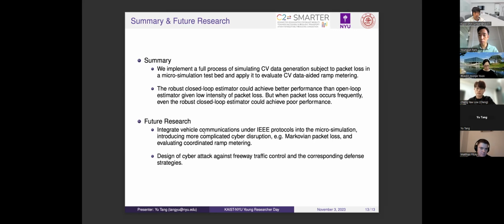As for future research, we can integrate vehicle communications based on the IEEE protocols into micro simulation and introduce more complicated cyber disruptions, such as Markovian packet loss, and evaluate coordinated ramp metering. We can also design cyber attack against freeway traffic control and design the corresponding defense strategies.